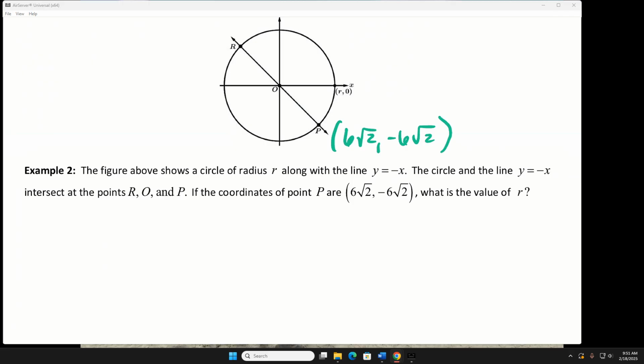Do you remember how to do that? It's basically the Pythagorean theorem, but we don't use a, b, and c. We use x, y, and r. So in for x, I'm going to put in 6 square root of 2. In for y, I'm going to put in negative 6 square root of 2. And then r is what we're looking for.